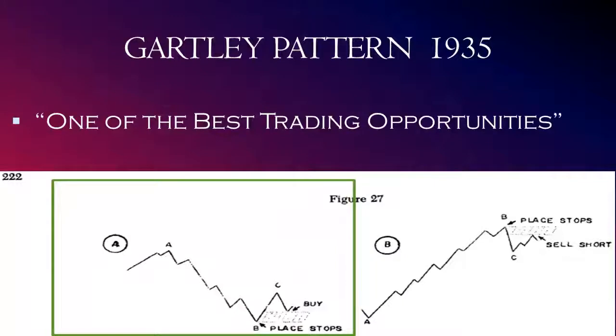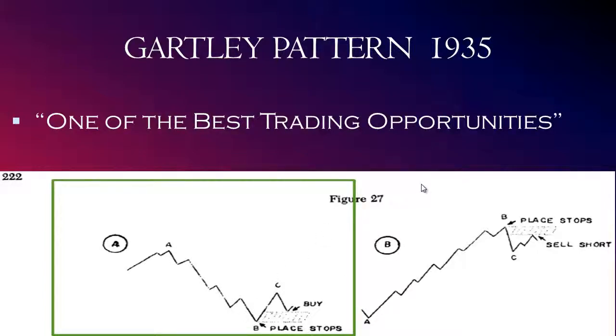So here's a picture of what was on page 222. As you can still see here, the page number. This is what Gartley referred to as one of the best trading opportunities. Now you notice over here on the left is a bullish example of one of the best trading opportunities. Okay, so example A here, we have A, B, C, and here's a buy with a stop over here. So a stop just below B.